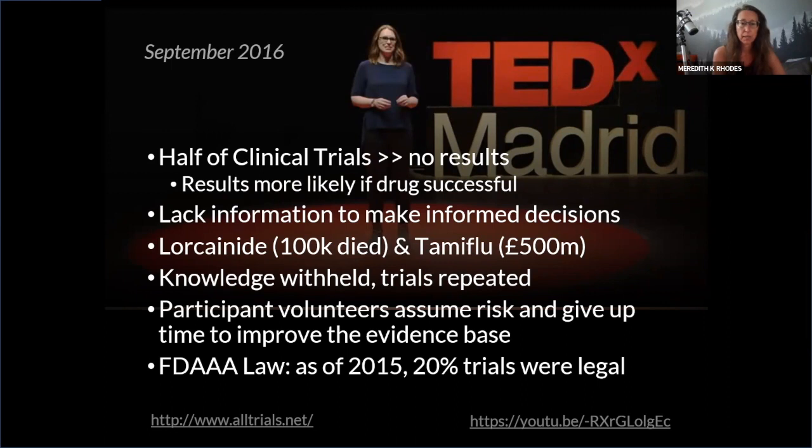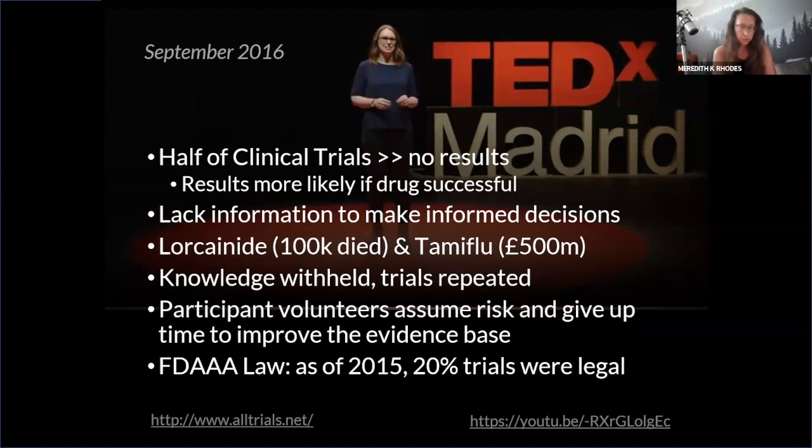She goes on to explain that about 100,000 people died from this drug trial, or as a result of taking lorcainide, which I believe is a heart drug, because not all the information was released about this drug to the public. They spent a lot of money on Tamiflu over in the UK, and it turns out that there was no real benefit when all the data came out to even taking that. And so the transparency around the science is a super important thing globally.